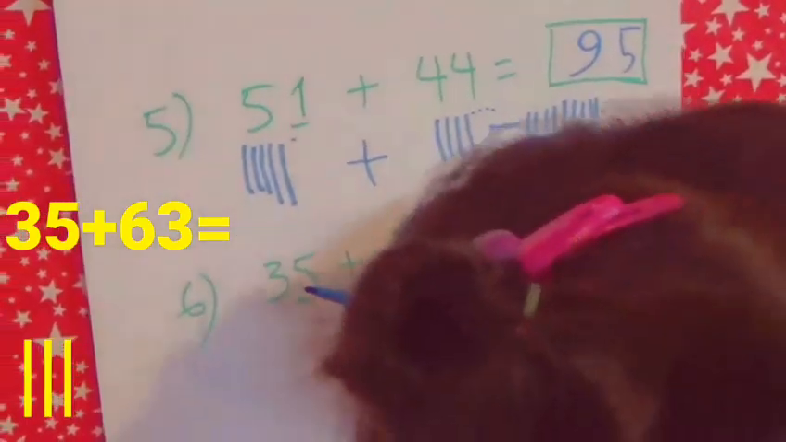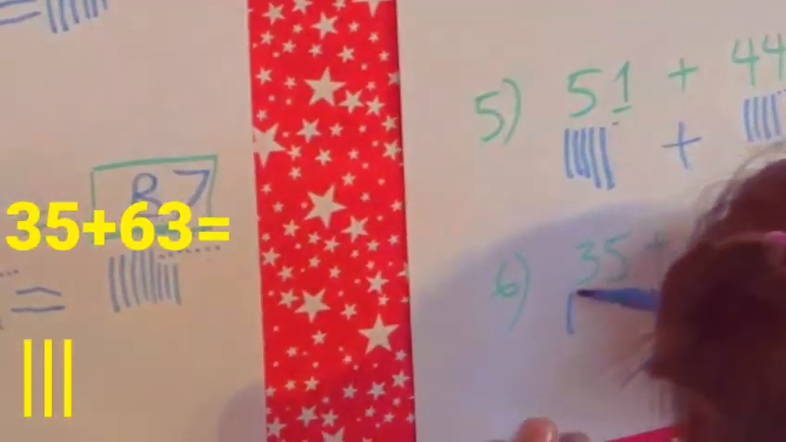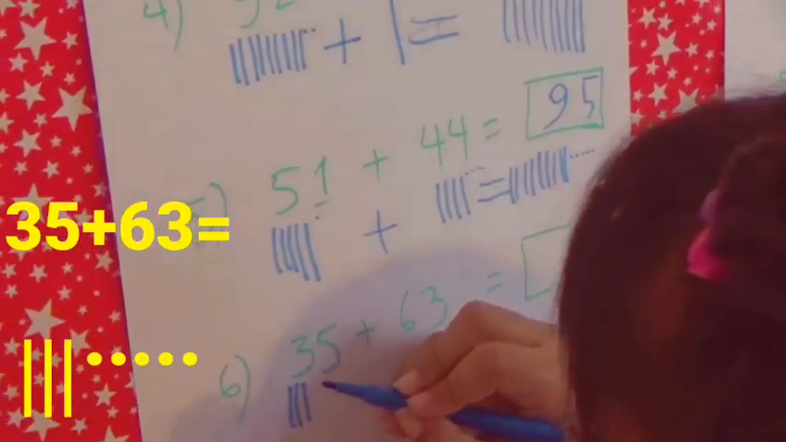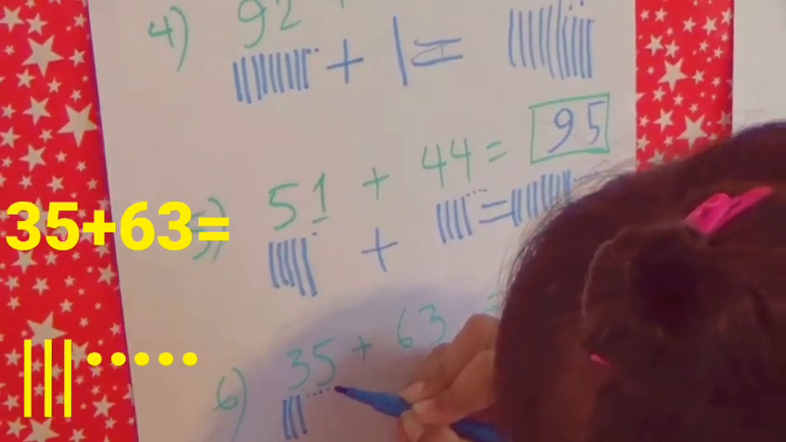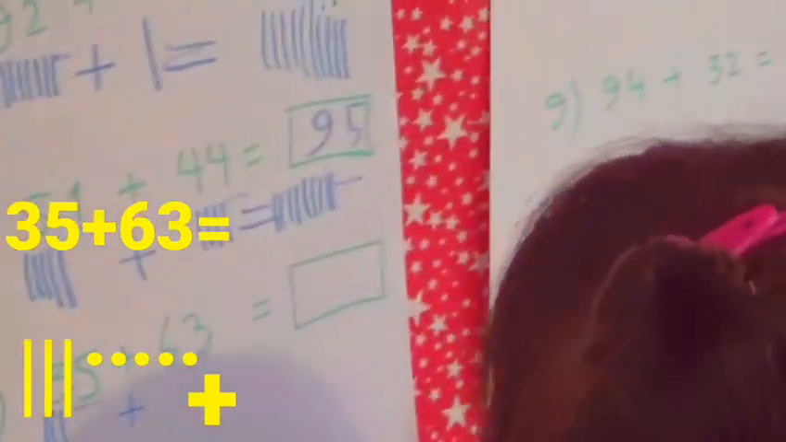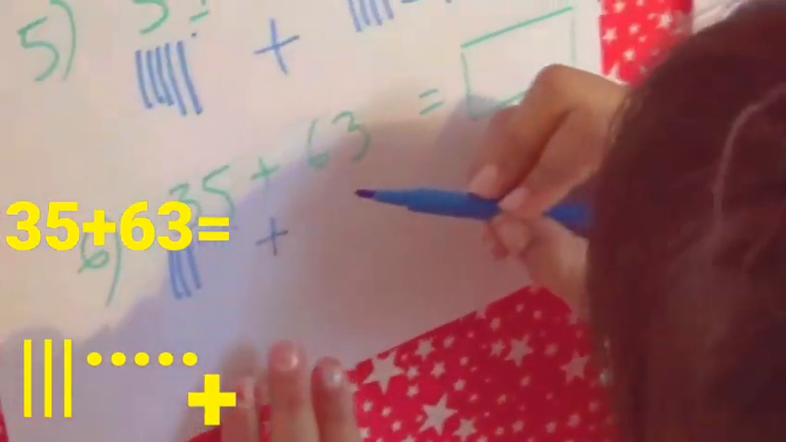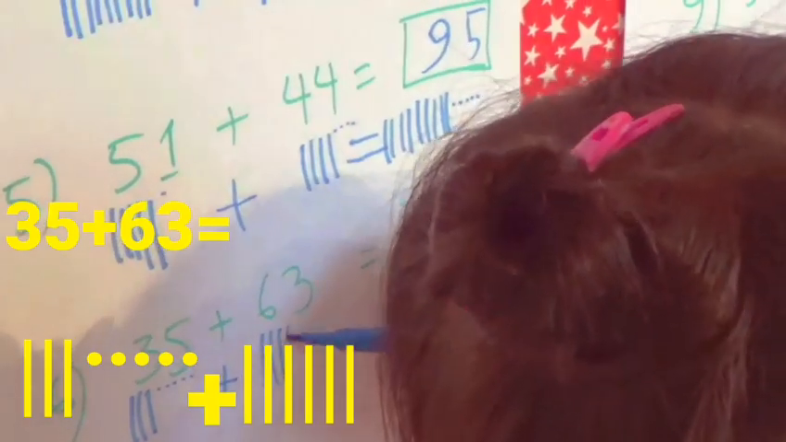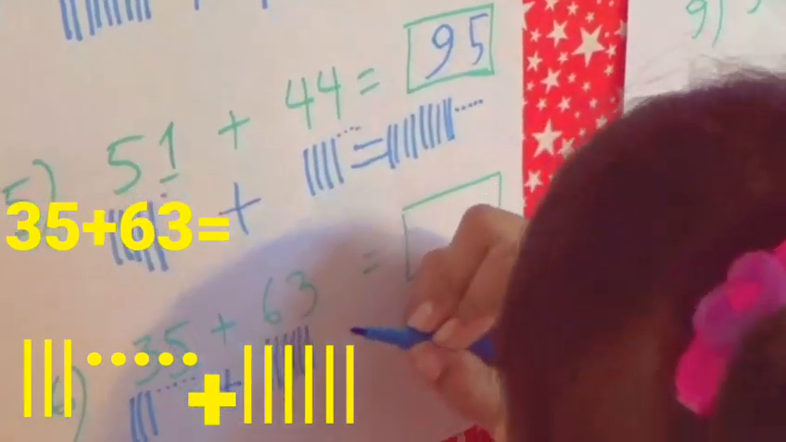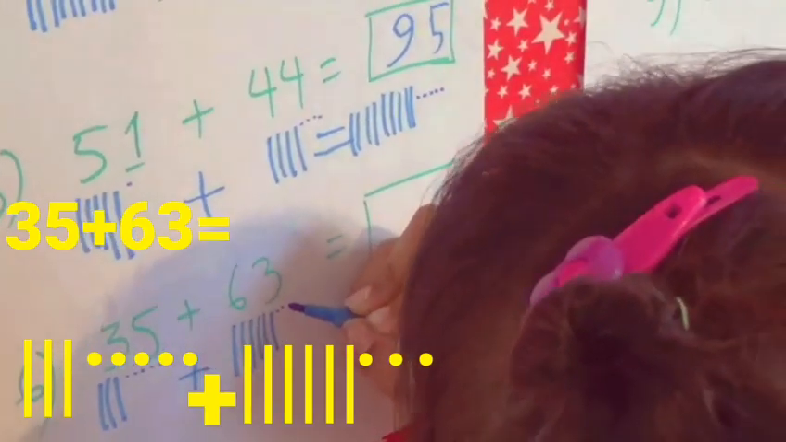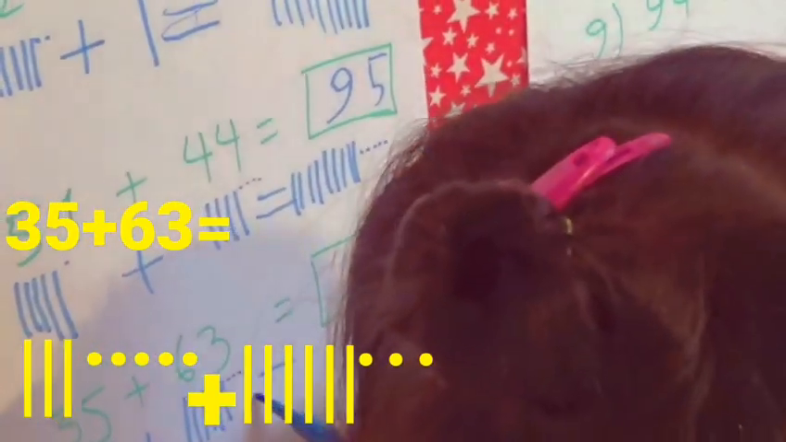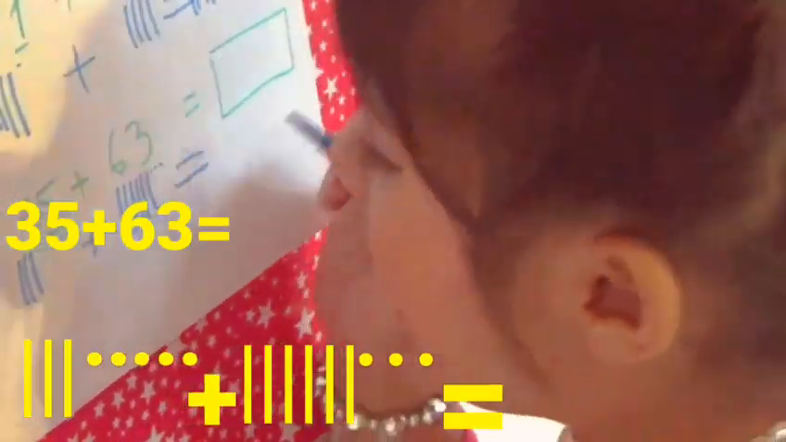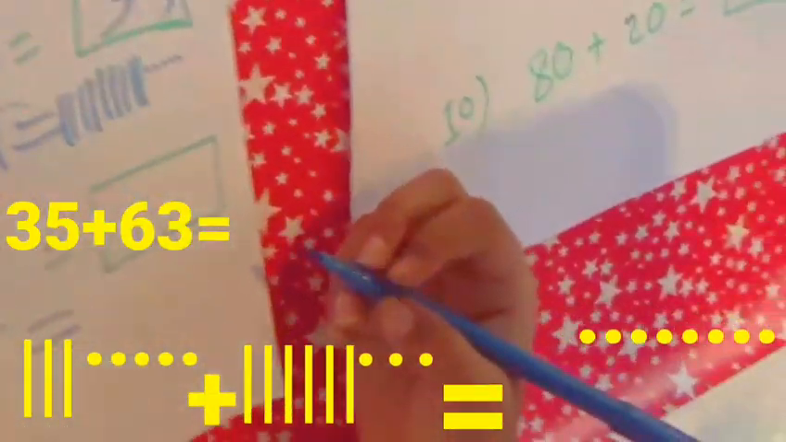35 means 3 lines and 5 dots. 63 means 6 lines and 3 dots. Let's count the dots. 1, 2, 3, 4, 5, 6, 7, 8. Let's write 8 dots here.